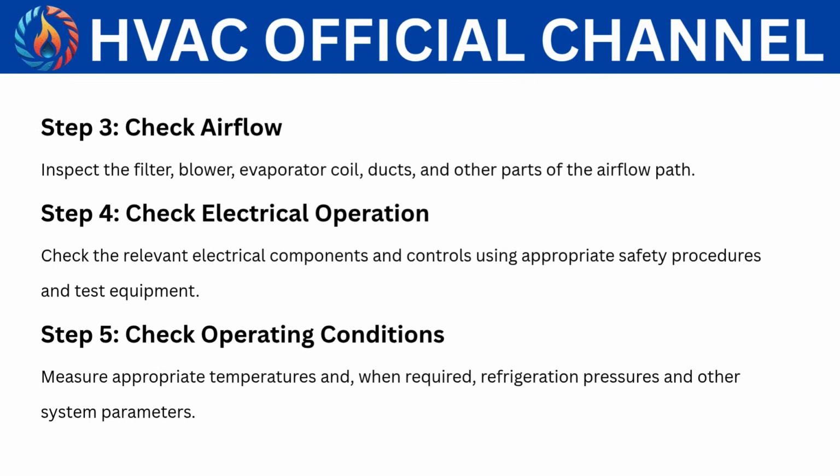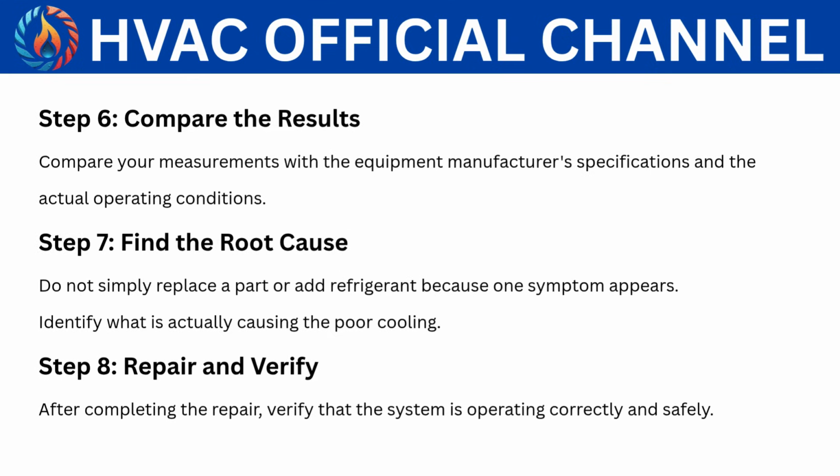Step 3. Check airflow. Inspect the filter, blower, evaporator coil, ducts, and other parts of the airflow path. Step 4. Check electrical operation. Check the relevant electrical components and controls using appropriate safety procedures and test equipment. Step 5. Check operating conditions. Measure appropriate temperatures and, when required, refrigeration pressures and other system parameters. Step 6. Compare the results. Compare your measurements with the equipment manufacturer's specifications and the actual operating conditions.